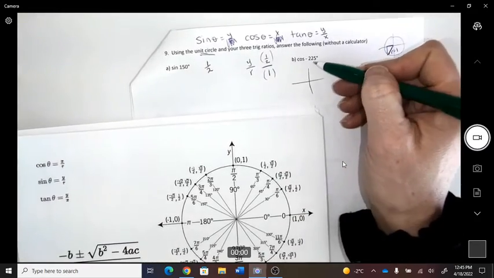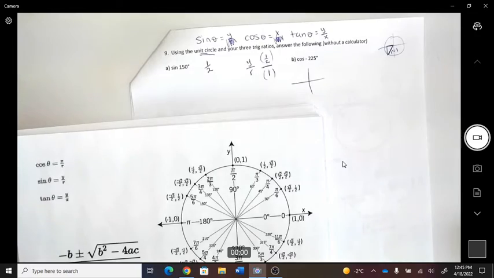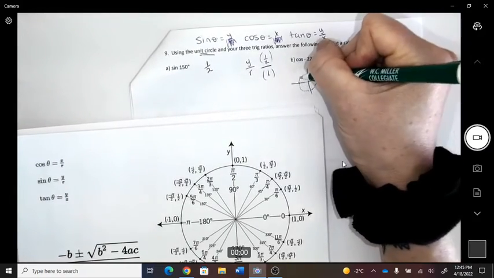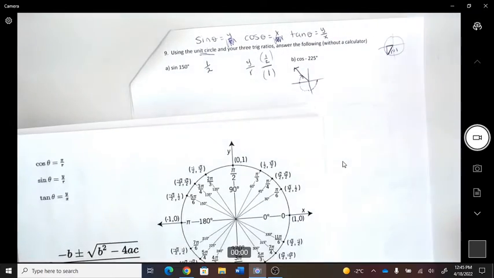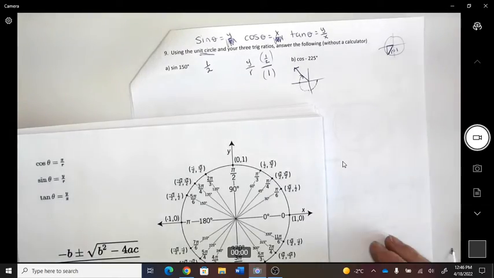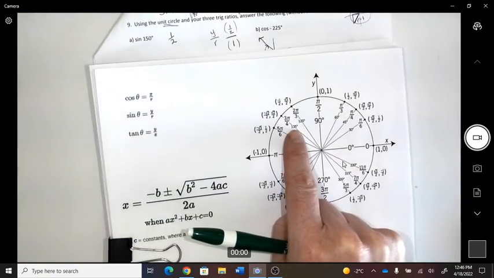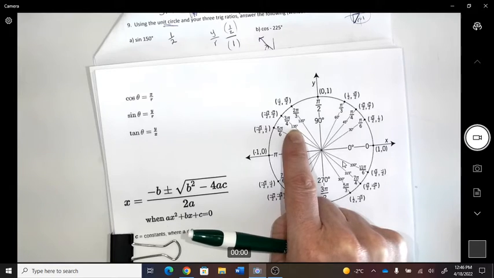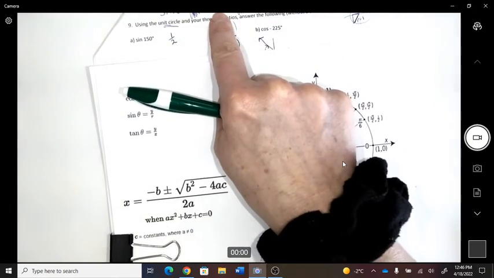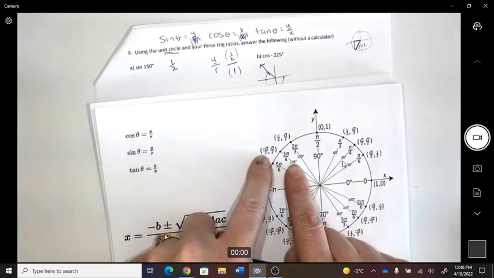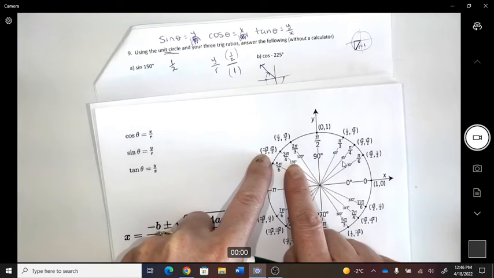Okay, negative 225. Where are you going to land? So this is back 90, back 180. What do you think about here? Does that make sense for a landing spot? Okay, so I'm looking on my circle. Where am I looking? I'm looking right here at 135. And I'm going to grab the cosine. So I'm getting the x value. So here, what's the x value? Negative root 2 over 2.